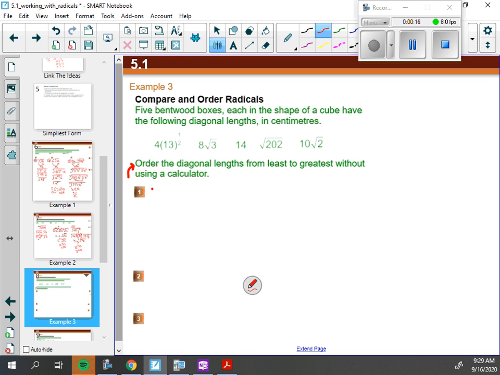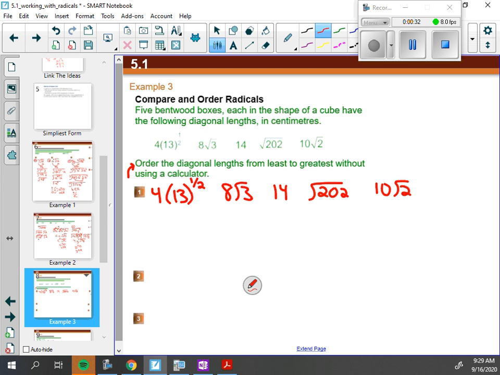Okay, and it's hard to read them, but you have a 4 times 13 to the power of 1/2. Then you have an 8 square root 3. Then you have a 14. Then you have a square root of 202. And then you have a 10 square root 2.